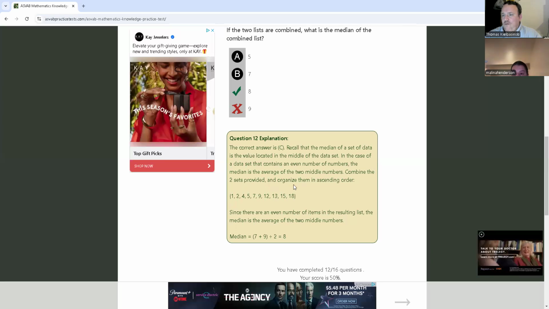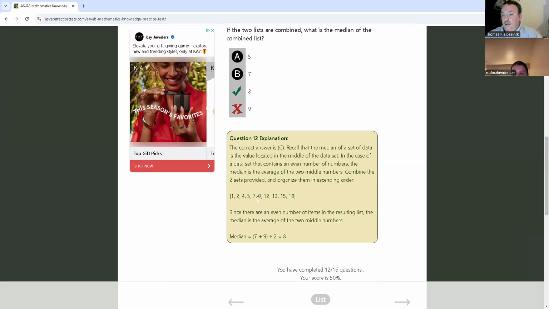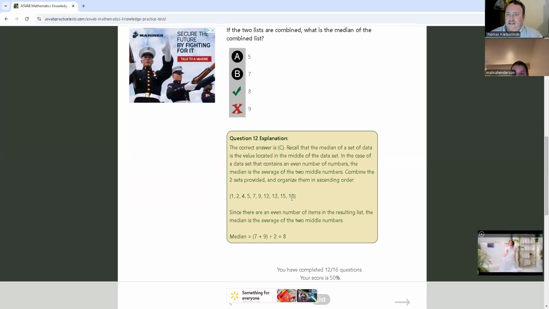Combine the two sets and organize them in ascending order. So 7 and 9 are the two middle numbers, so you go with the fifth and sixth number that are in the middle. Since there is an even number of items in the resulting list, the median is the average of the two middle numbers. So median is 7 plus 9 divided by 2. 7 plus 9, 16 divided by 2 equals 8. So the median is always the sum of the two middle numbers divided by 2. Yes. Okay. I remember that.